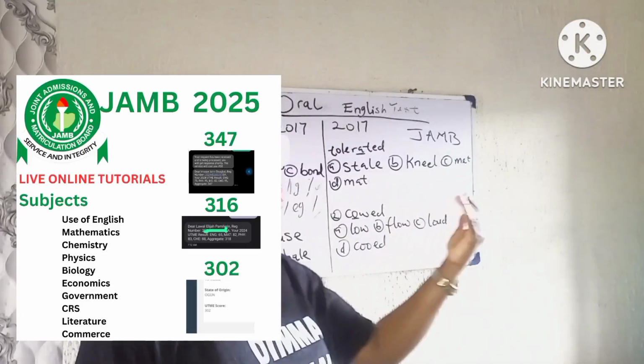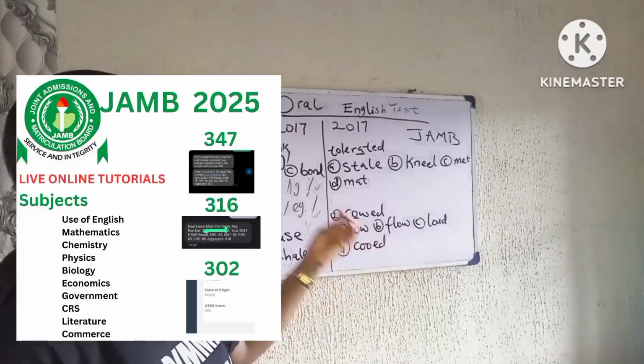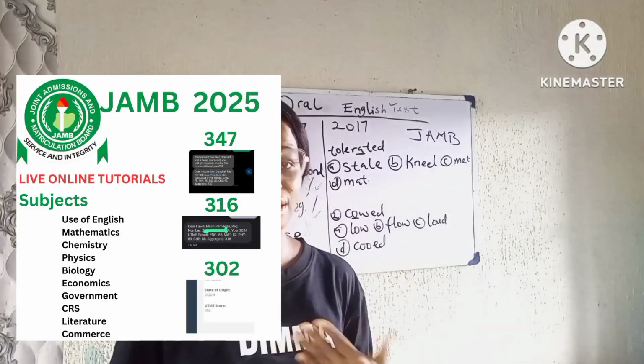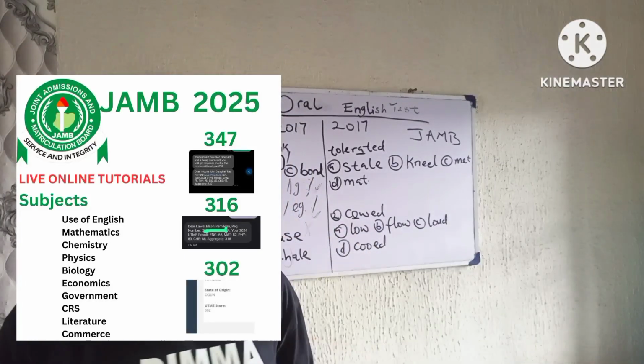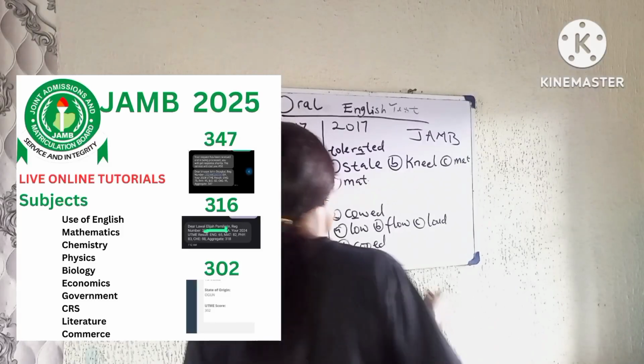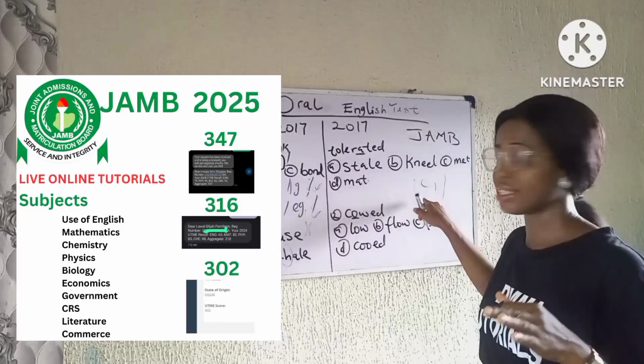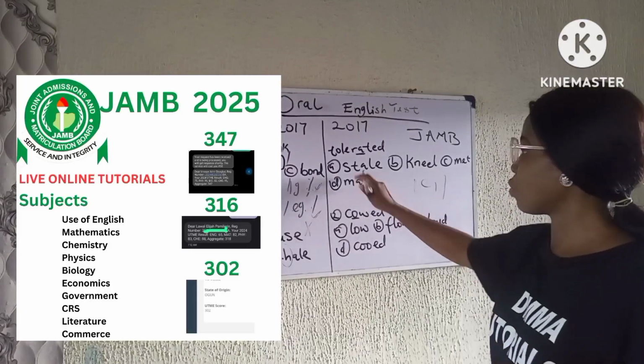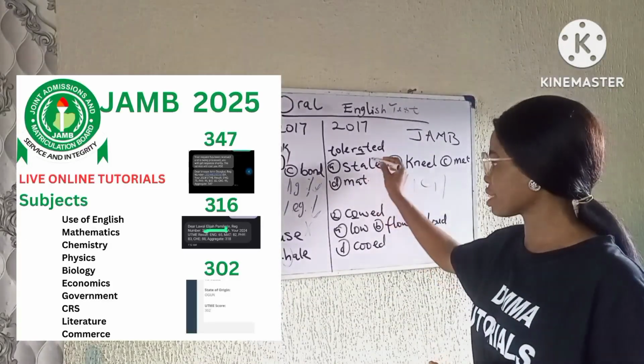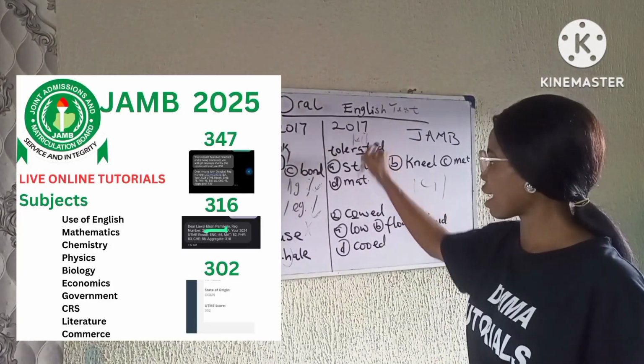Now in my book I already explained that when you have letter A, it is usually pronounced as A, the sound is A. It is a diphthong A. So what we have here is tolerated. So the sound here is A.